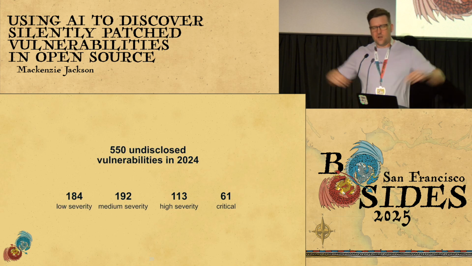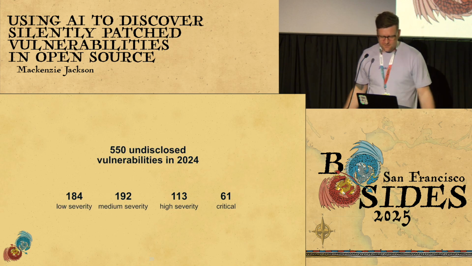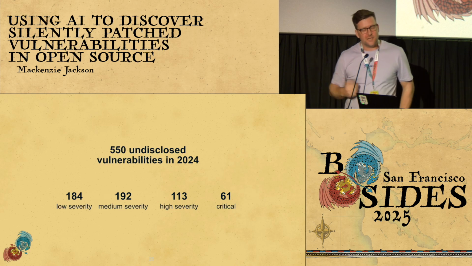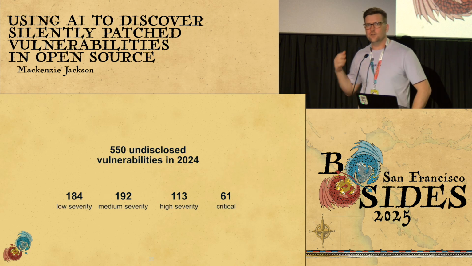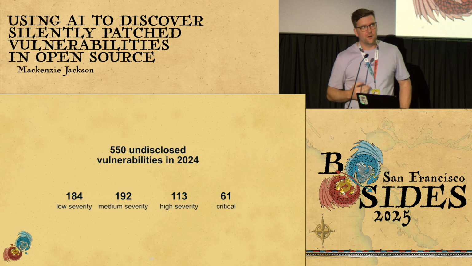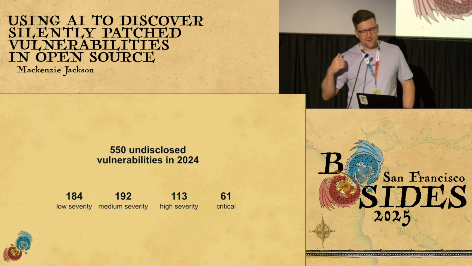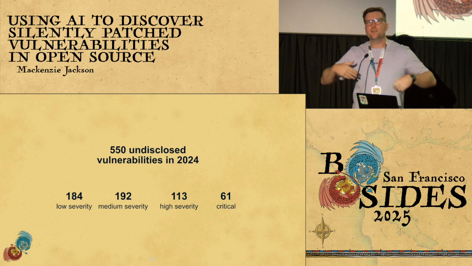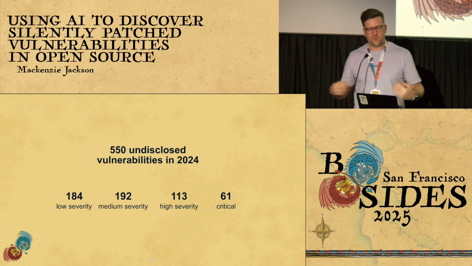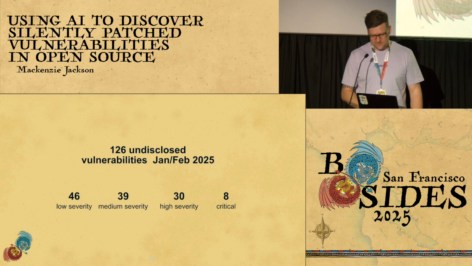All right, so what did we find? This is the juicy stuff. So in 2024, we ran this for a full year. We found 550 undisclosed vulnerabilities, which is quite a lot. 61 of them were critical and 113 were high. So obviously low severity was the most that we found, but we were really concerned by the huge number of critical and high severity vulnerabilities that we also found in here.